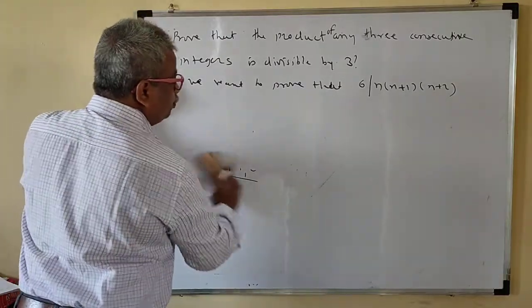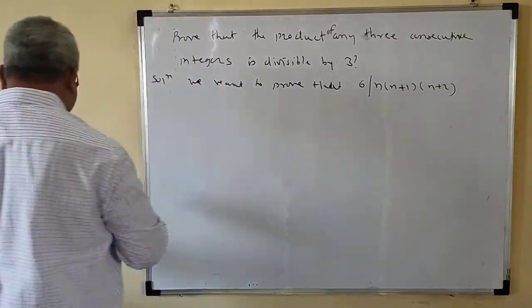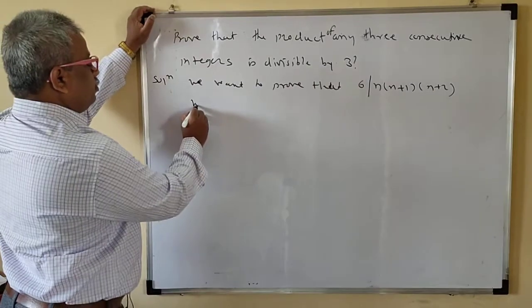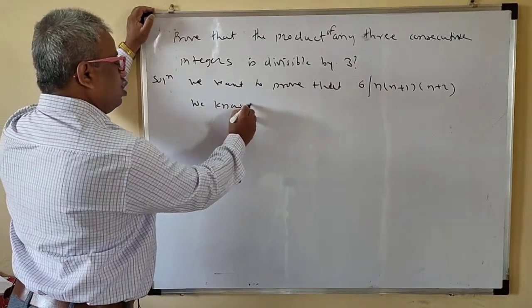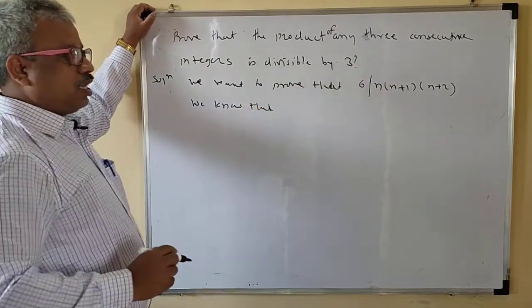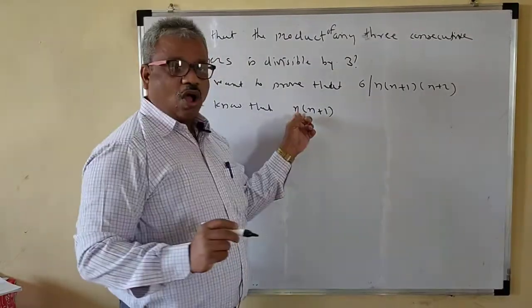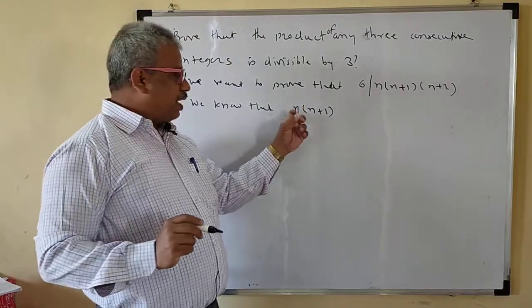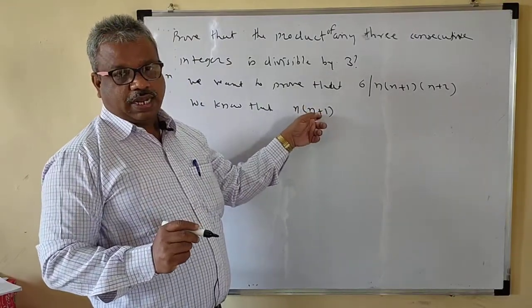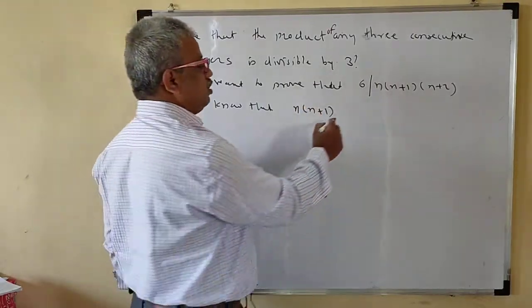So this we want to prove. Okay, so we know that n into n plus 1. If n is odd, then n plus 1 is even. If n is even, then n plus 1 is odd, right? So even into odd is even.